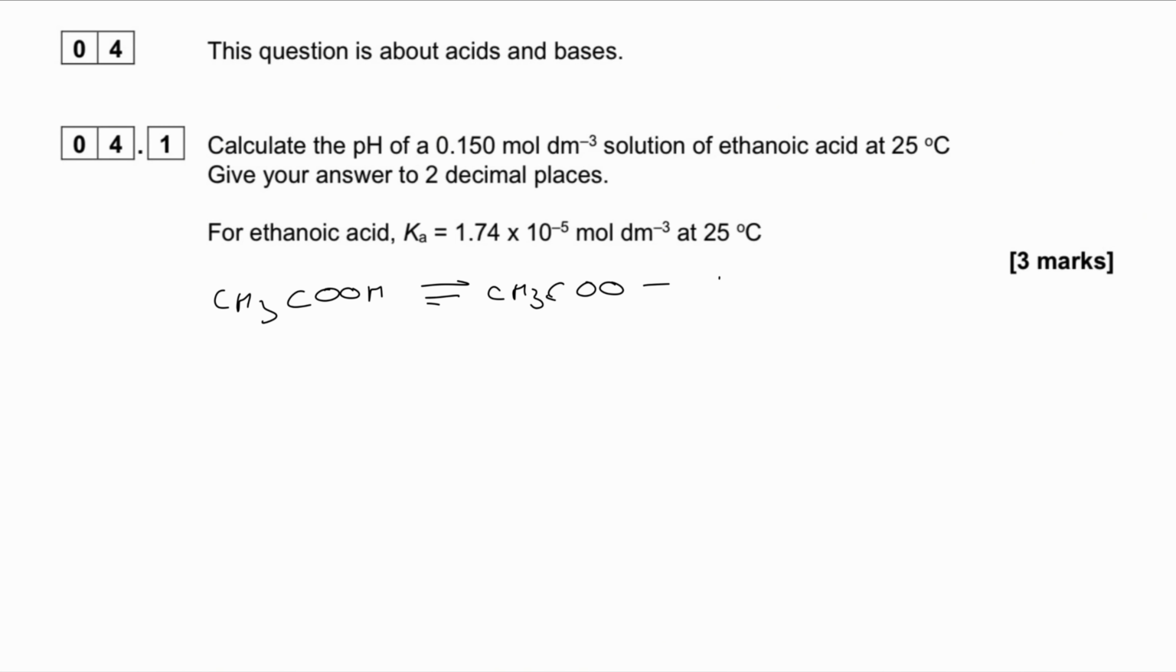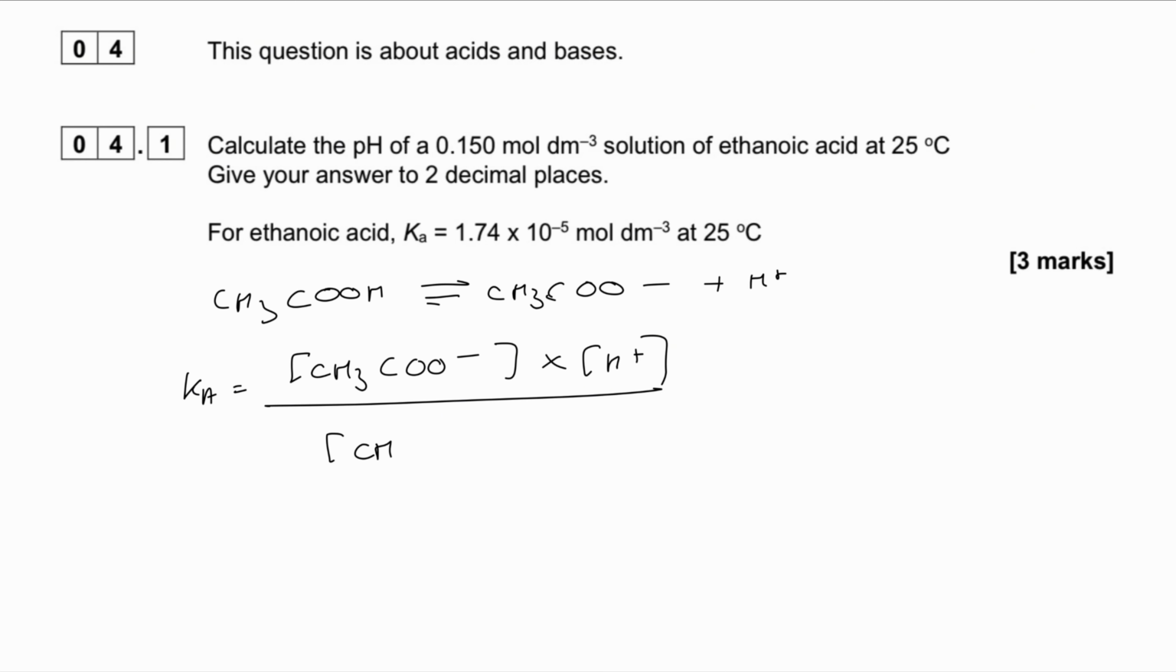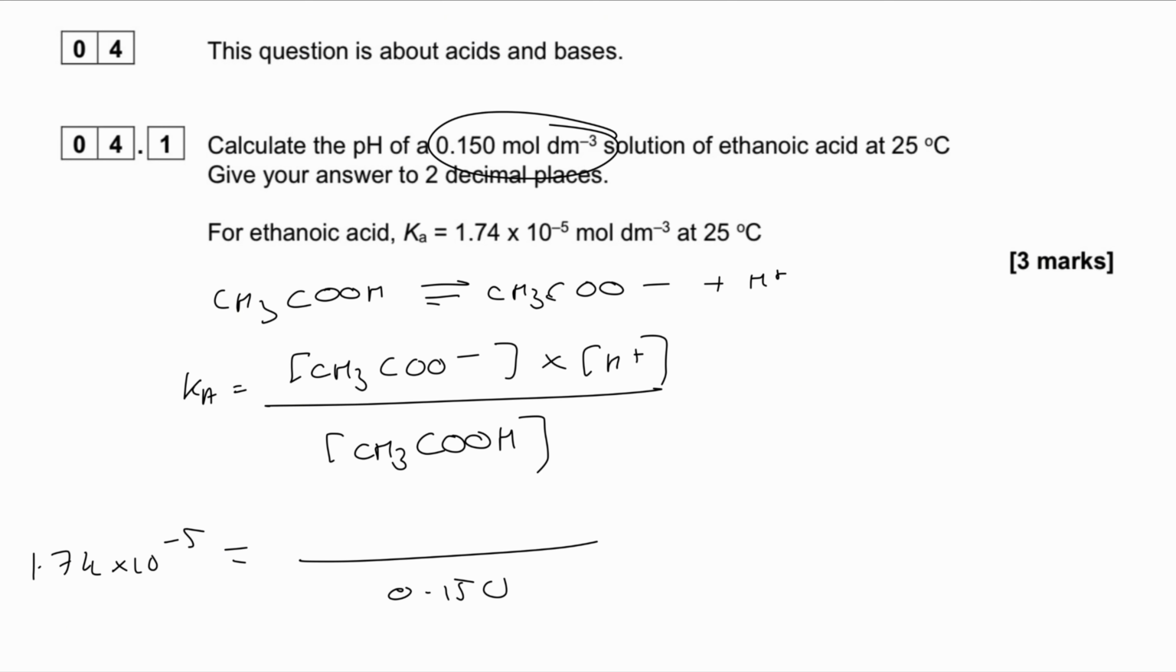CH3COO minus plus hydrogen. Now to do a Ka for this, it would be your ethanoate ion concentration times my hydrogen ion concentration all over my ethanoic acid. And I have my Ka value quite nicely. I have my concentration of ethanoic acid, 0.15. What I don't have are these two, but I can replace them with H plus squared.